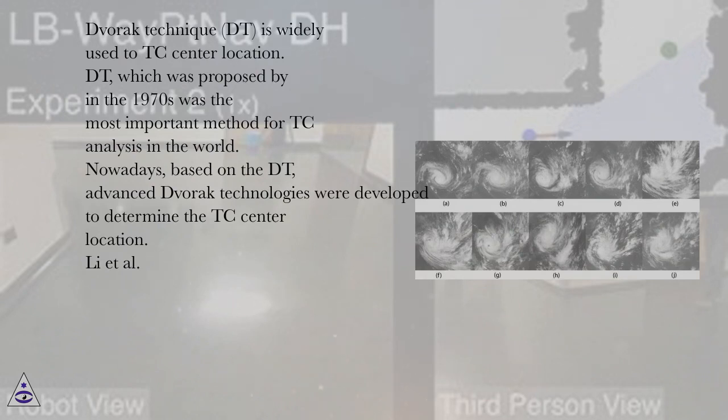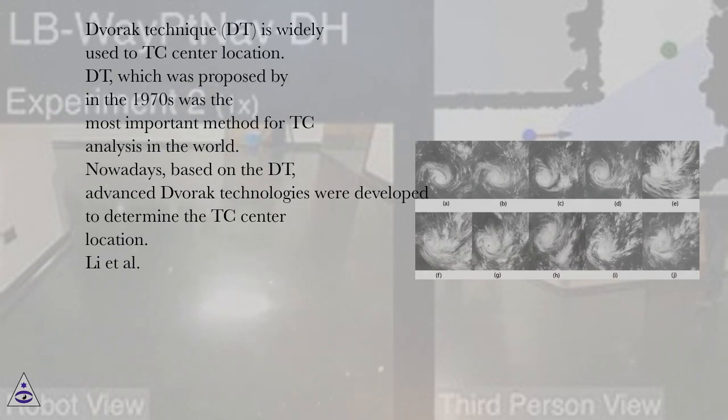Dvorak technique, DT, is widely used for TC center location. DT, which was proposed in the 1970s, was the most important method for TC analysis in the world. Nowadays, based on the DT, advanced Dvorak technologies were developed to determine the TC center location.